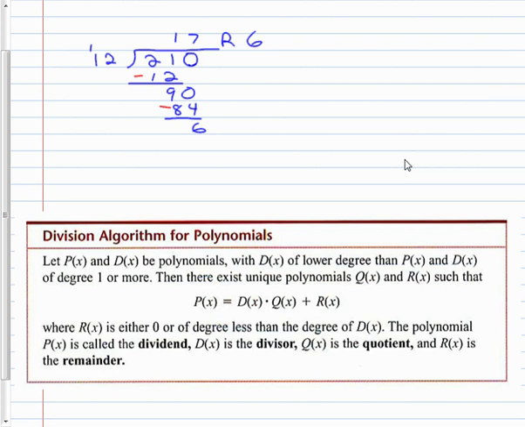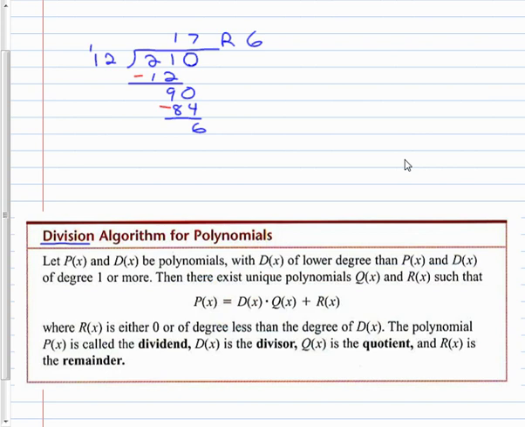So did 12 go in evenly into 210? No. Is 12 a factor of 210? No. A factor is something that divides evenly. So 12 is not a factor of 210. It did not go in evenly. It went in 17 times, remainder of 6. We need to be able to divide polynomials. We're going to learn a division algorithm, which just means a method, a process of doing something.